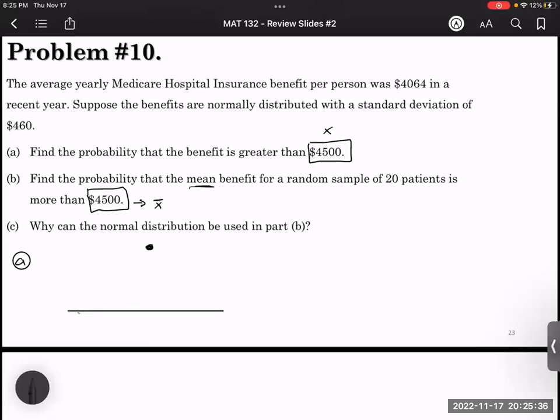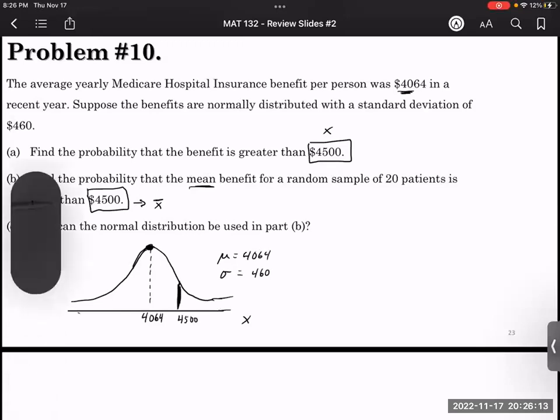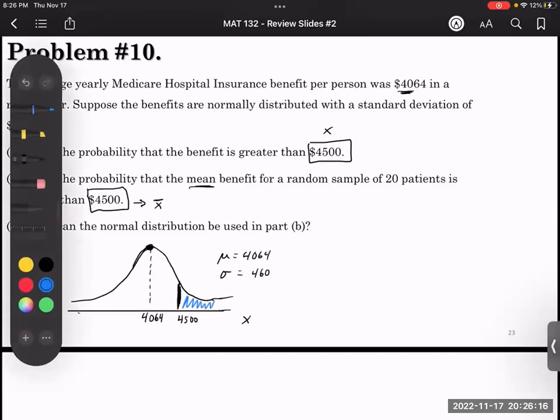So let's say here is our bell-shaped curve for part A. Not the best of bell shapes, obviously. This is in terms of X. Your mean is going to be 4,064, the mean of the population. The standard deviation is 460. So 4,500 is to the right of this value. Here is 4,500, and we're shading in that right region because of the words more than.